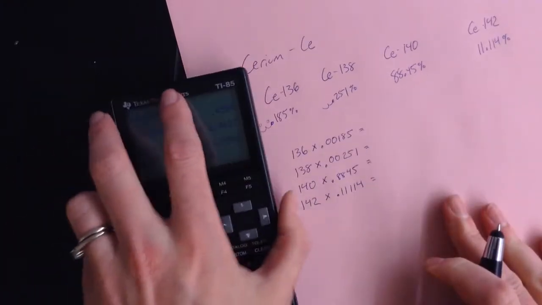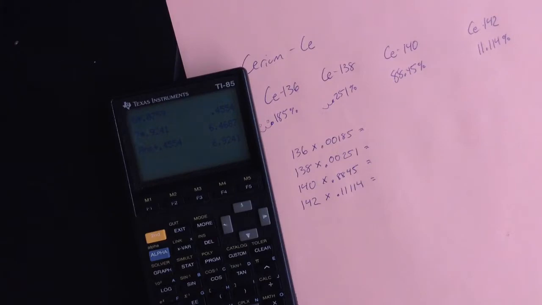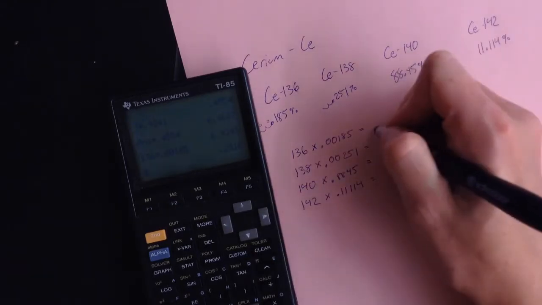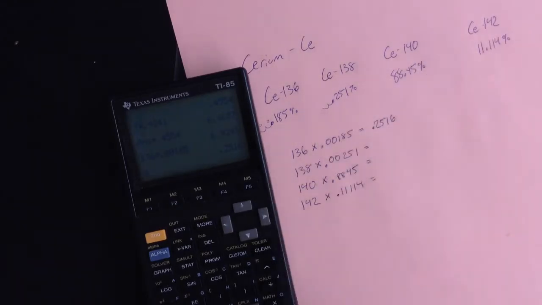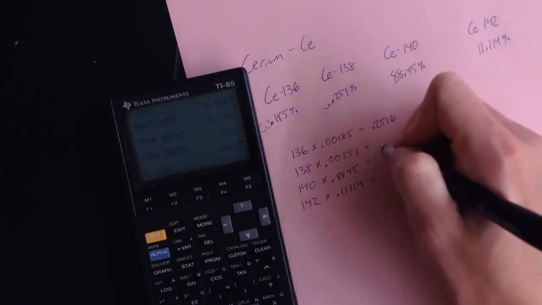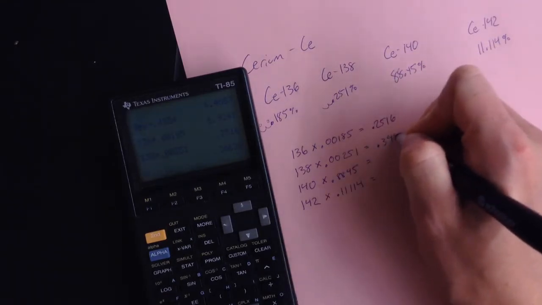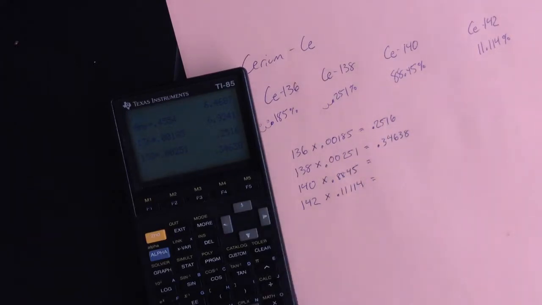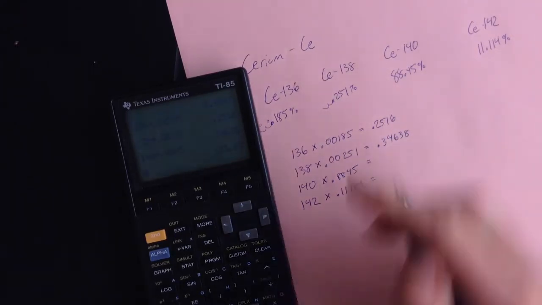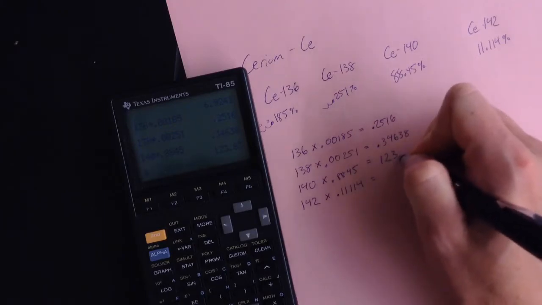Now you could do this all in one go if you're good at using a calculator and understand your order of operations. You don't have to do it one piece at a time and then add it up later, but I find it easier. I make fewer mistakes when I do it this way, just because I am not trying to go too fast and I don't forget something. So 140 times 0.8845, there's where most of it is, 123.83.